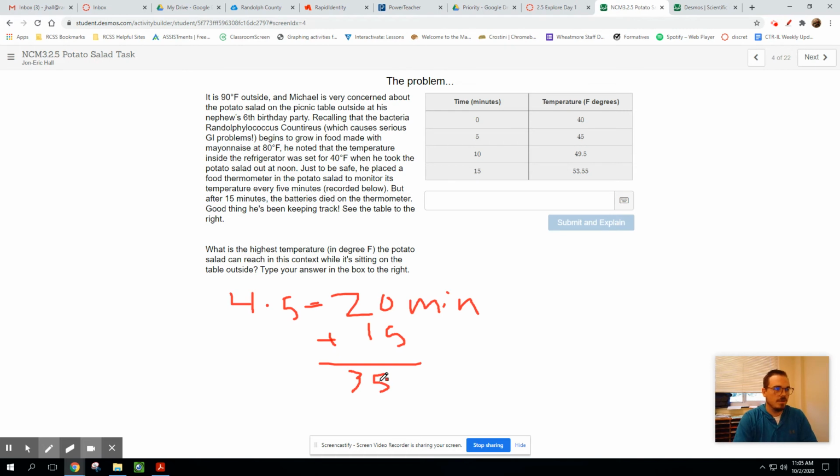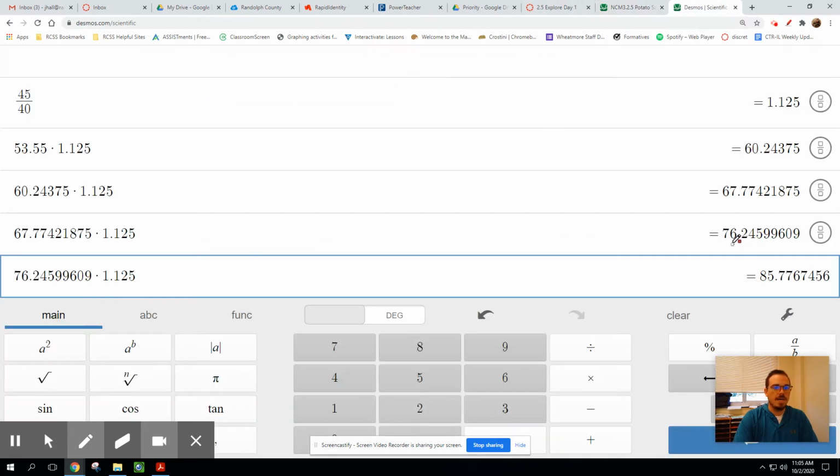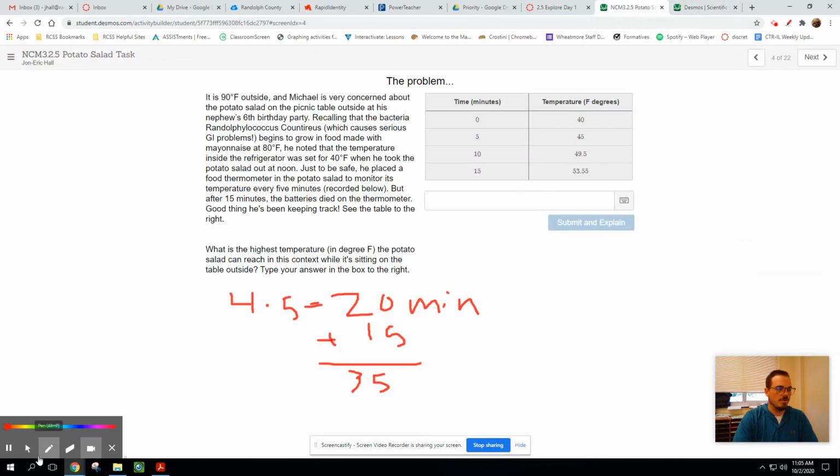Okay. So what is the highest temperature in degrees the potato salad can reach in this context while sitting on the table outside? So 35 minutes have gone by, but right here, the highest temperature it's going to get, say, 76.24. So we'll write that in, right? 76.24, my work is there.